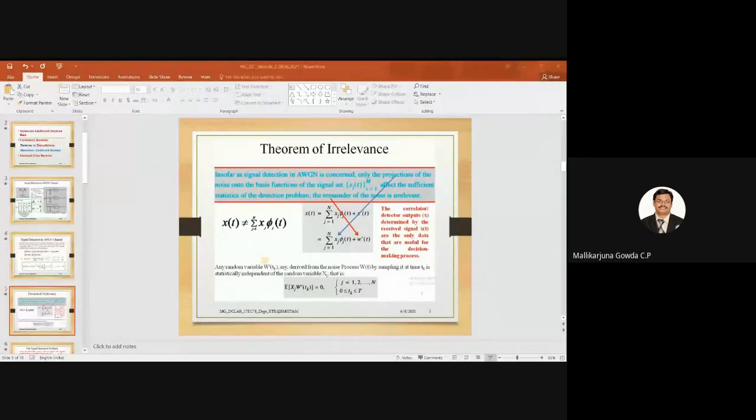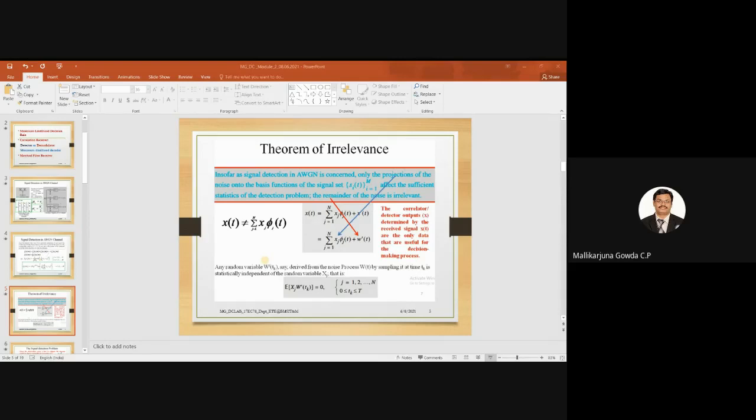So signal detection in additive white Gaussian noise is concerned only with the projection of the noise onto the basis functions of the signal set, that is si of t, right? So that will affect the sufficient statistics of the detection problem. And the remainder term, this one, w dash of t, is irrelevant, is what I wanted to say.